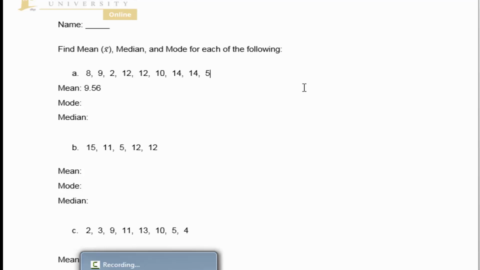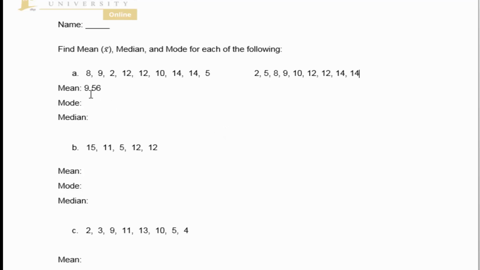Next, we need to find mode and median. This is easiest after we put our data in order. So we're going to go beside our data set for A, and we're going to put that in chronological order from our lowest number to our highest. So we have 2, 5, 8, 9, 10, 12, 12, 14, and 14.